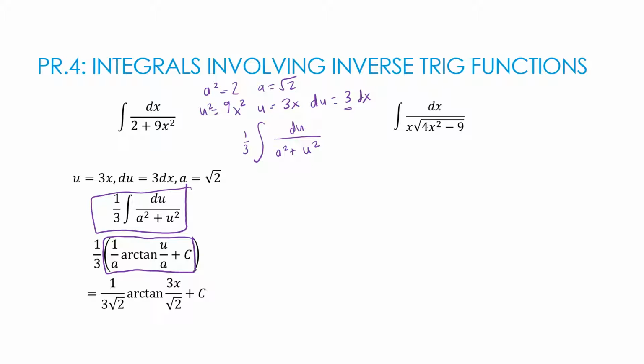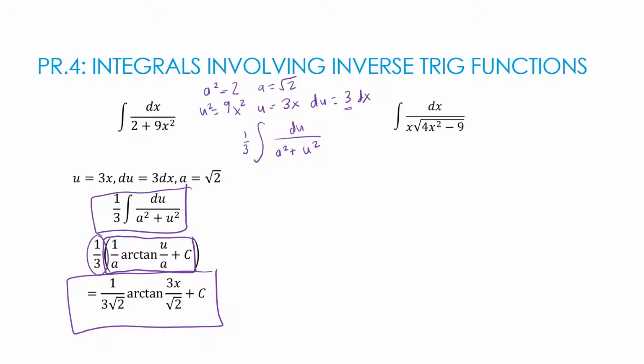Take 1 over a, so a is radical 2. Notice I've written 1 over 3 radical 2 because I've also taken it times the 1/3 that was on the outside. And then arctangent of u over a, so u is 3x, a is radical 2, and then plus c, that's my final answer. I don't need to get too crazy with making sure the radical is not in the denominator. I really don't care that much. So I would leave it just like this.